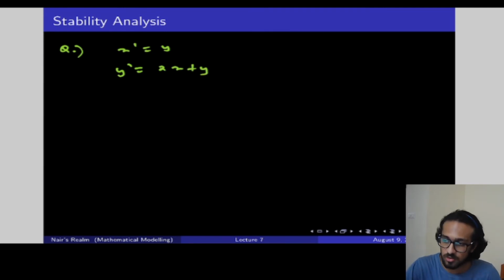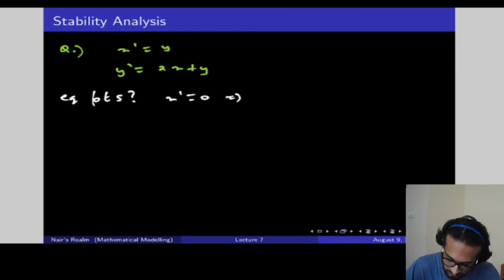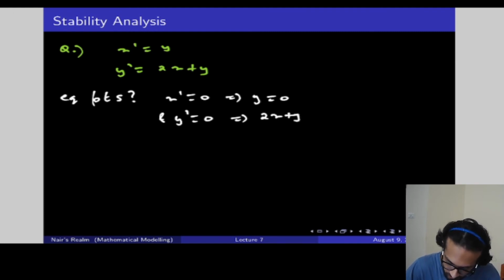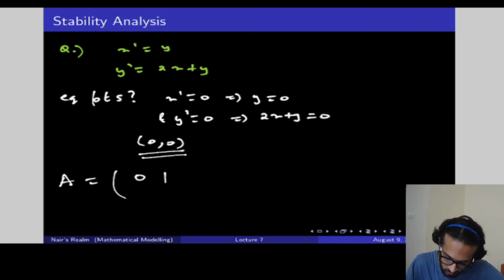So first thing to do is we have to find the equilibrium points. So we equate x dash equal to 0. This implies y is equal to 0, and y dash equal to 0 implies 2x plus y equal to 0. So therefore the only equilibrium point is 0, 0. Now the A matrix is 0, 1, 2, 1.